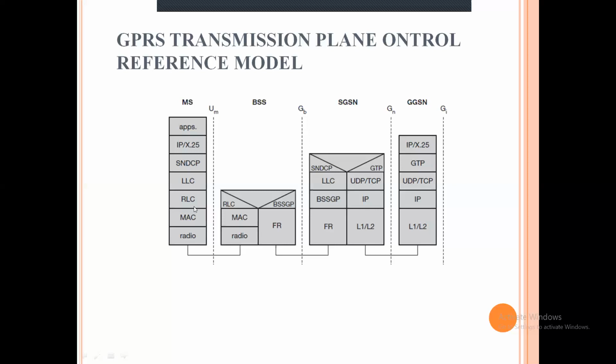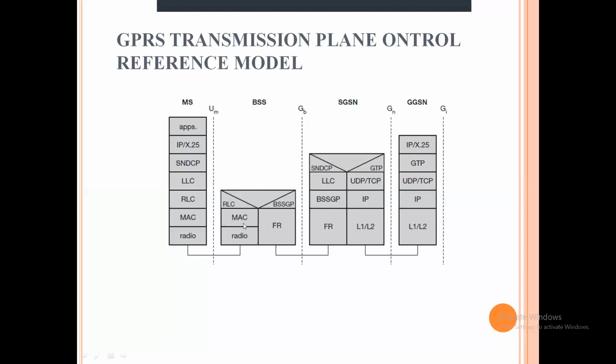Now moving to the next one, the base station subsystem. Already we know about the base station subsystem. See the difference here, see my cursor point. This is radio. That means the mobile station and the base station subsystem will communicate through the radio interface. This is the radio interface.